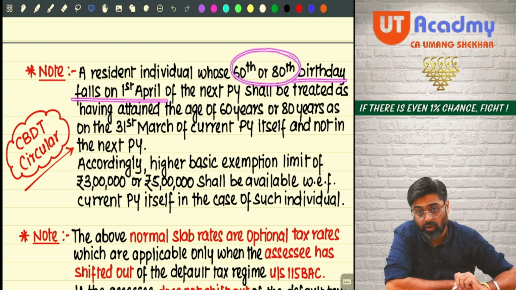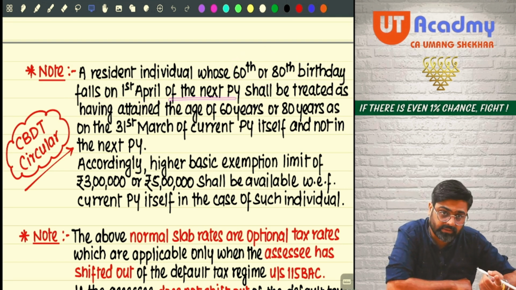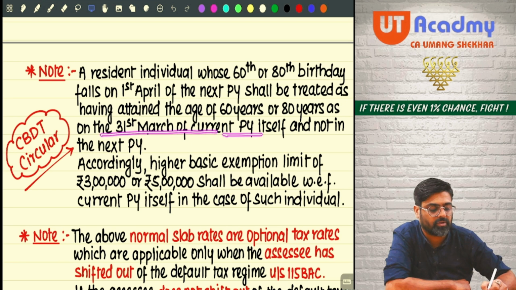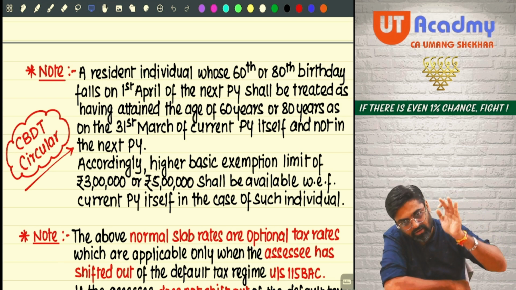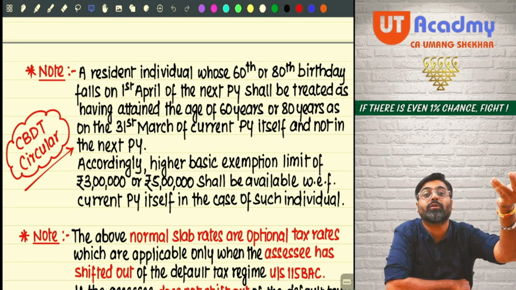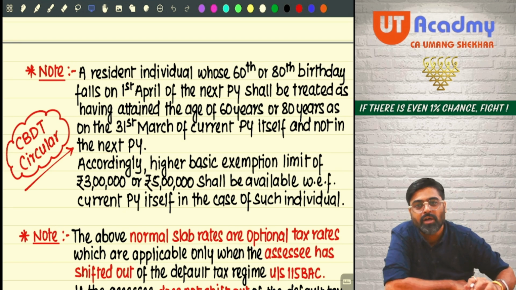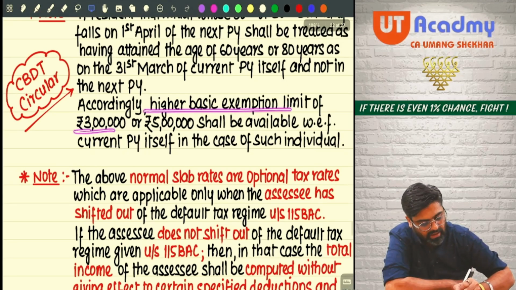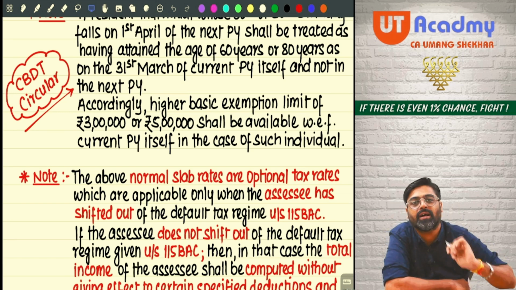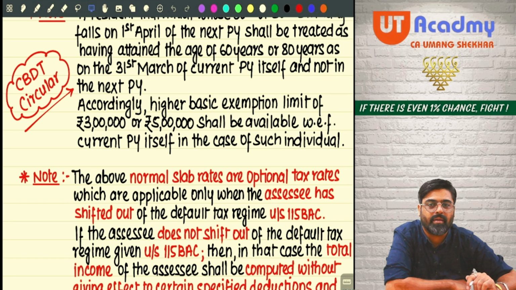A person whose birthday falls on 1st April of the next previous year shall be treated as having attained the age of 60 or 80, as the case may be, on 31st March of the current previous year itself and not in the next previous year. He has attained the age of 60 or 80 in this year only, and not the next year when he is going to celebrate the 60 or 80 years. Yes or no? Accordingly, the higher basic exemption limit of 3 lakhs or 5 lakhs shall be available from the current previous year itself, not from next year onwards. Getting my point?